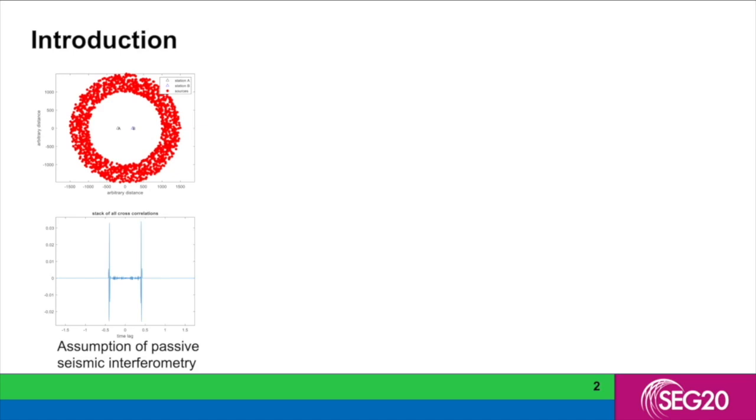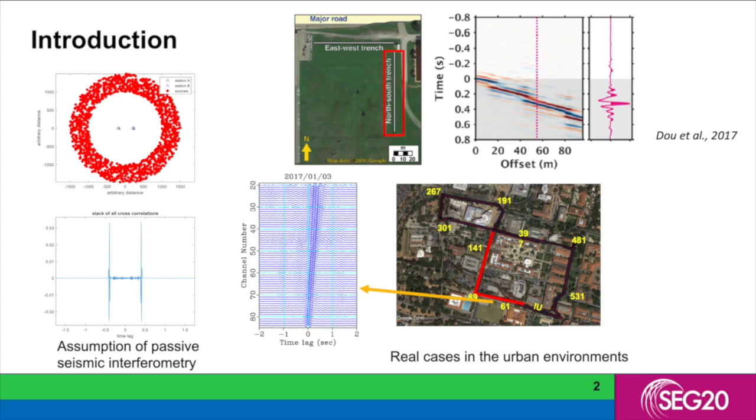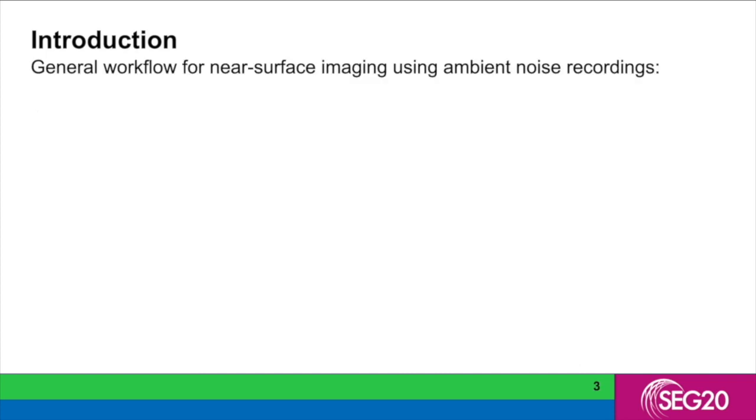However, in real conditions, especially in urban environments, the ambient noise sources are not uniformly distributed. For example, this fiber in the red box was deployed nearly perpendicular to the major road. We can see the cross-correlogram obtained from the data is asymmetric. For the Stanford DAS array, the two cross-correlograms are obtained from the data recorded by the two legs marked by the red line. We can see the cross-correlograms are also asymmetric.